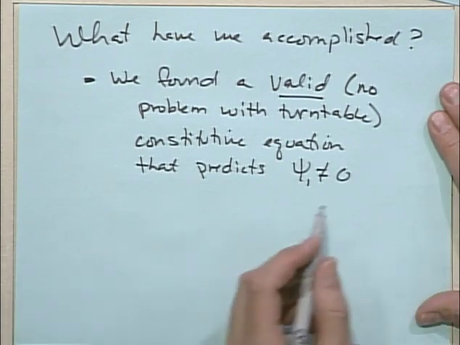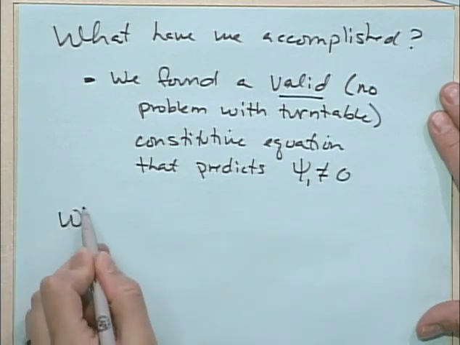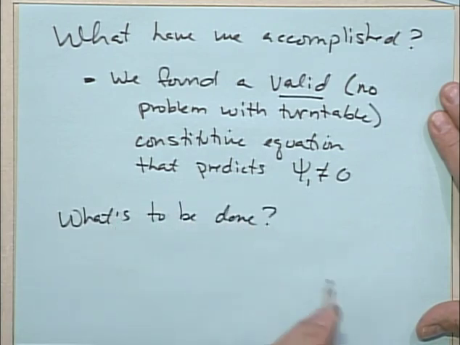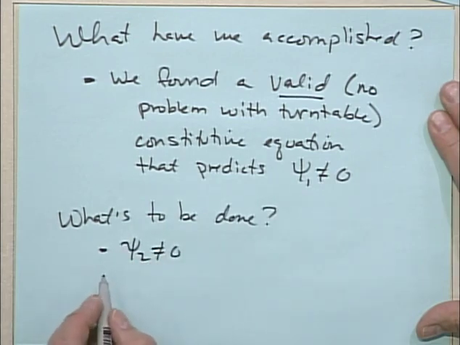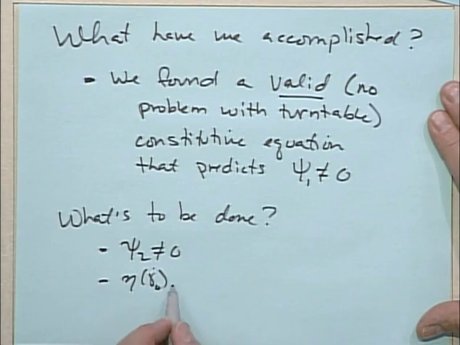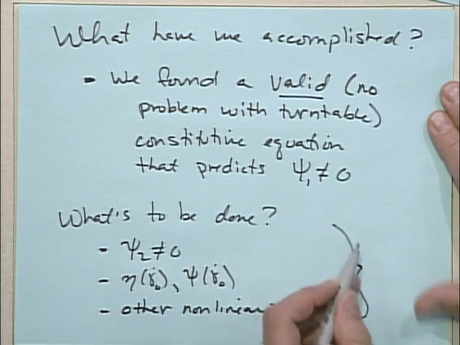What have we not done is we still haven't predicted exactly how materials behave. What's to be done? We need to predict psi 2. We still need eta varying with shear rate, psi 1 varying with shear rate, etc., and other nonlinear properties. So all of these things need to be predicted.